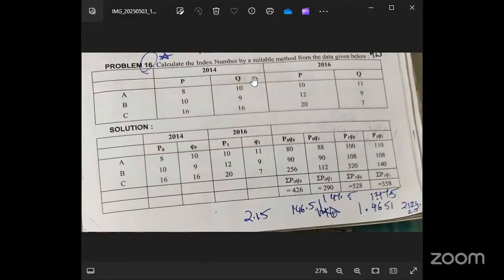Simple, as in other problems: price into quantity, that is P0 Q0, P0 into Q1, then P1 into Q0, and P1 and Q1. We should do the multiplication and make the totals. So we are getting these totals. Then they ask us to find out the index.